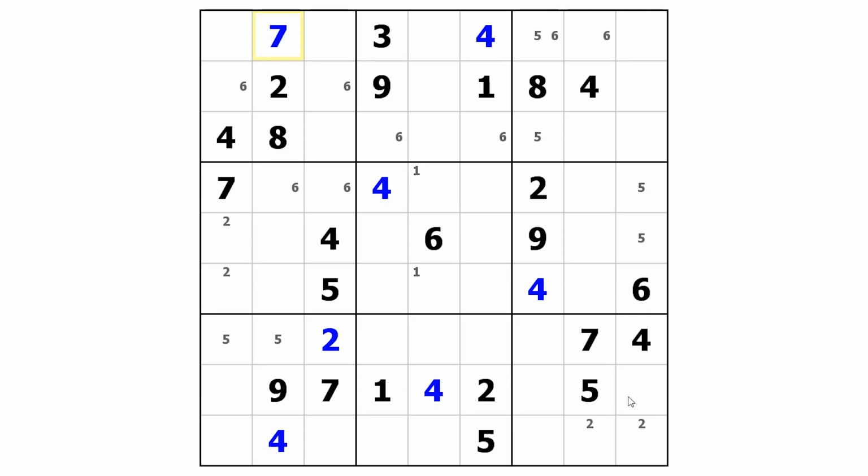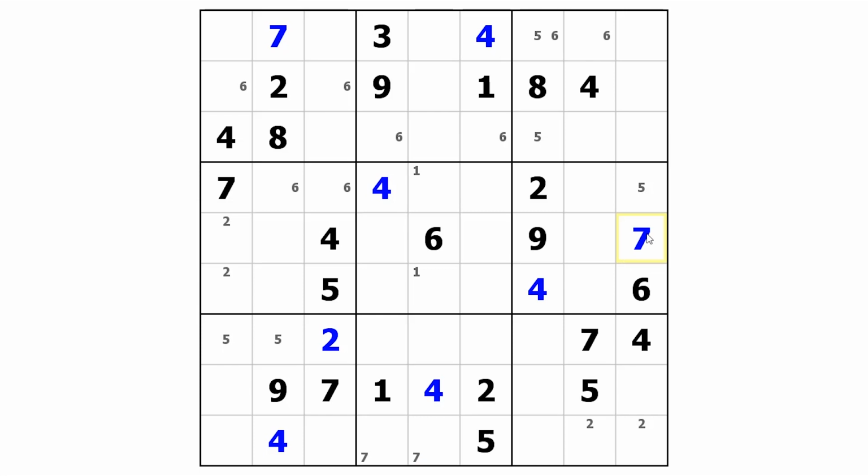Then down here in the lower horizontal chute, we've got a 7 in row 8 and a 7 in row 7, so we can put a conjugate pair of 7s into those two cells. And now because of this 7 in row 4 and this 7 in column 8, there is only one place left in block 6 for a 7, and that's right here.